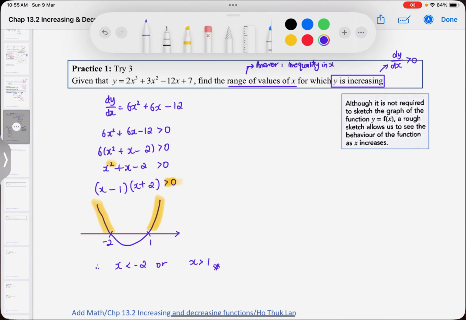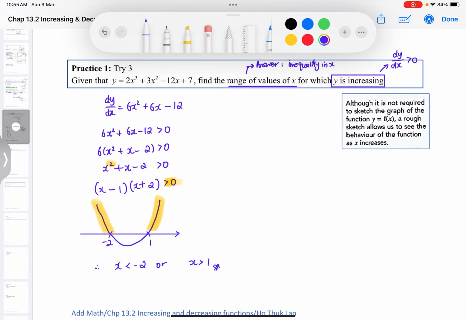So that ties in with what we found here. It's an increasing function when x is less than -2, and it's an increasing function again when x is greater than 1. But when it's in between, it's decreasing. So this is the general idea: your actual graph can show you the behavior of the function as well.